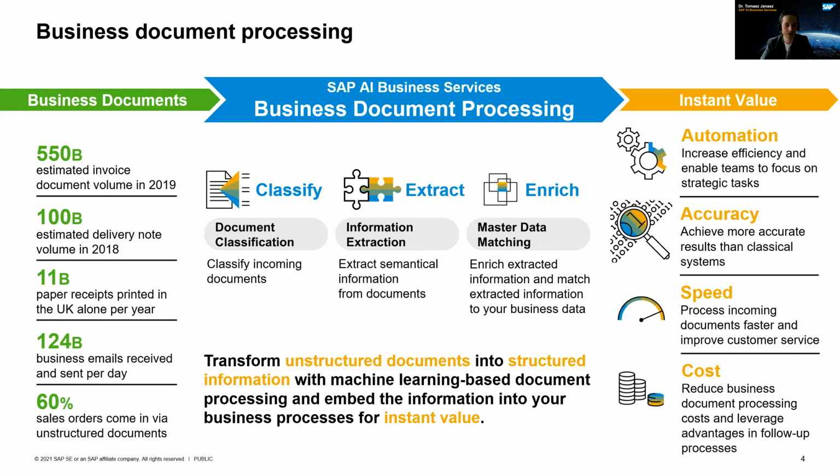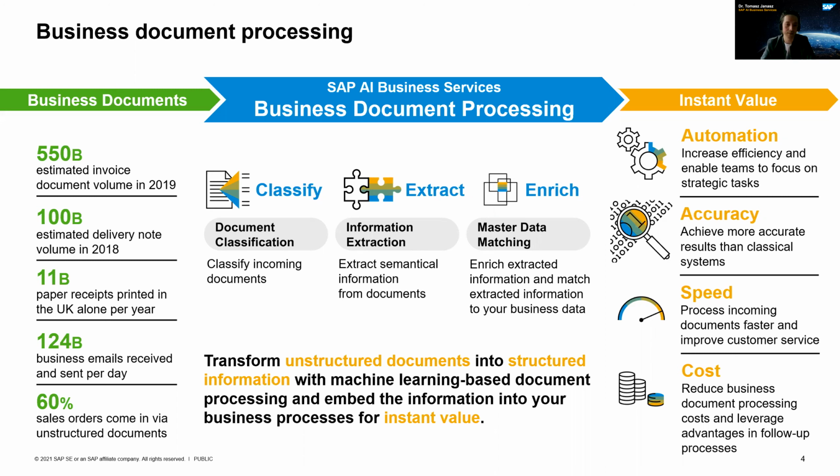First of all, classification. When a document arrives, you need to understand what type of document it is in order to know what to do with it in the next process step. Extraction. You want to extract business relevant information out of this document. Here we talk about the semantical information, which is relevant for your business. And finally, there is the need to enrich this information with additional master data and post it back to the system of record for further processing.